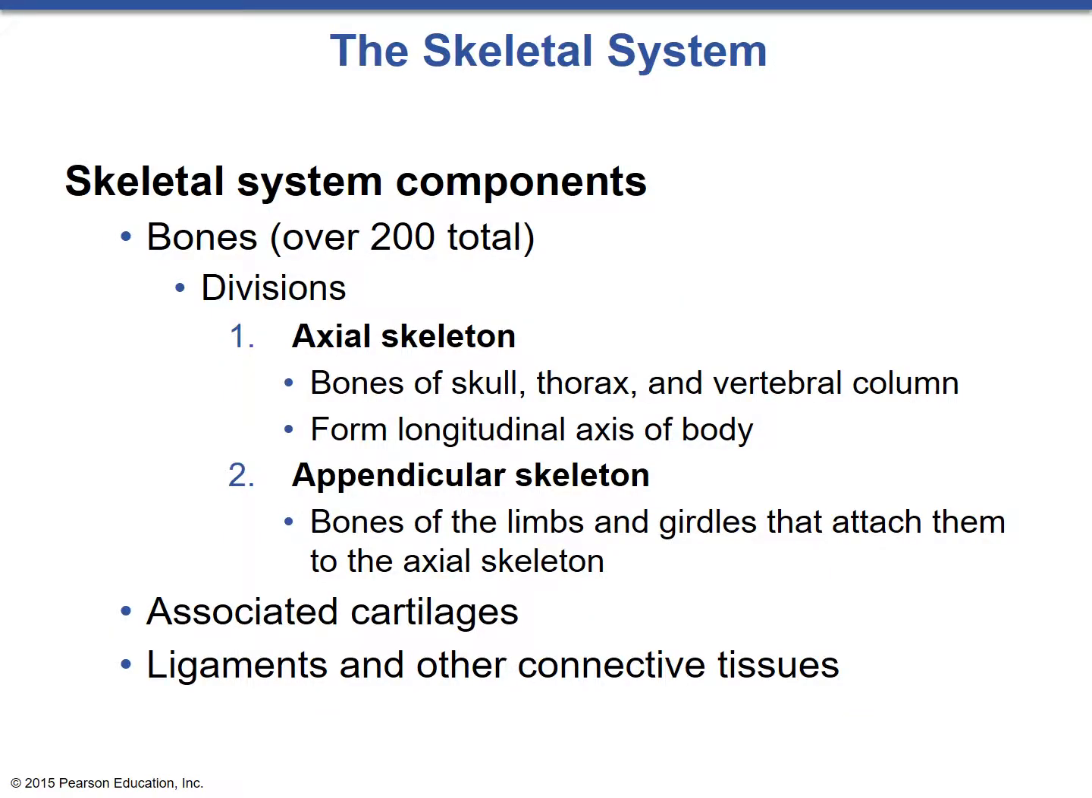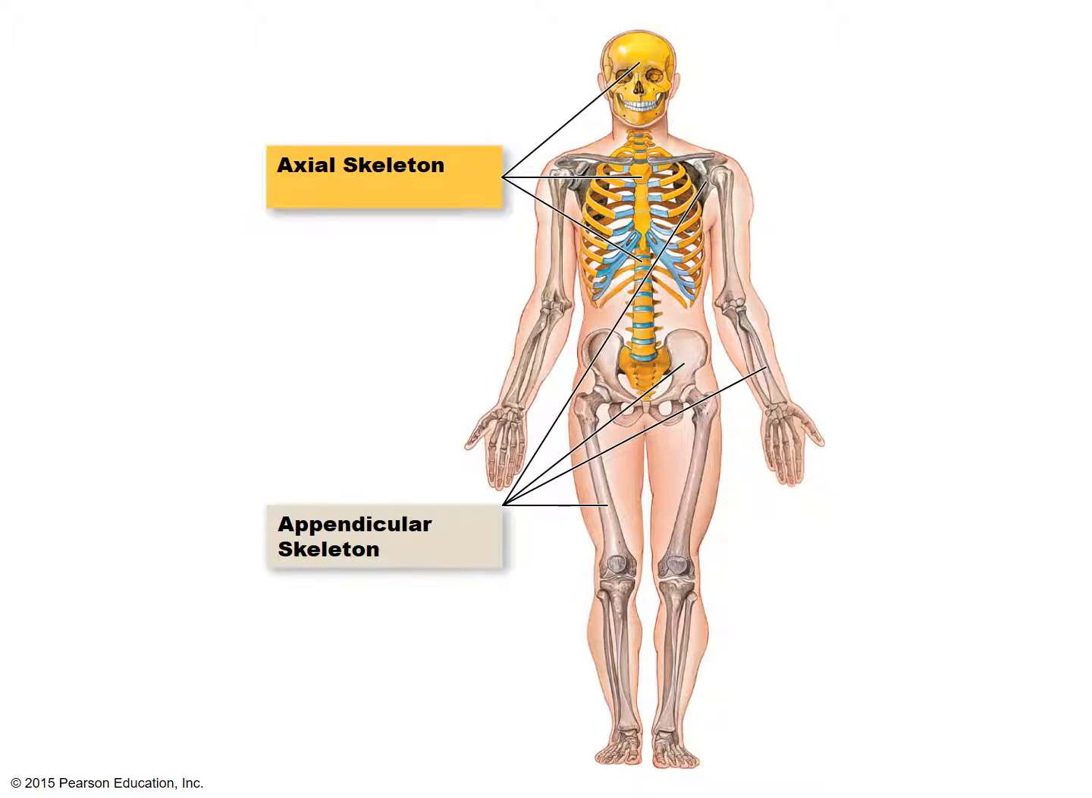First, the skeletal system is composed of over 200 bones with two main divisions. The axial skeleton, which is going to form the bones of the skull, thorax, and vertebral column, and the longitudinal axis of the body. Then there is the appendicular skeleton, or the appendages. These are the bones of the limbs and girdles, both the pectoral/shoulder girdle as well as the hip girdle, and the bones that attach them to the axial skeleton. There are different associated cartilages and ligaments and other connective tissues that keep the skeleton together. Here we can see the axial skeleton and the appendicular skeleton organized.